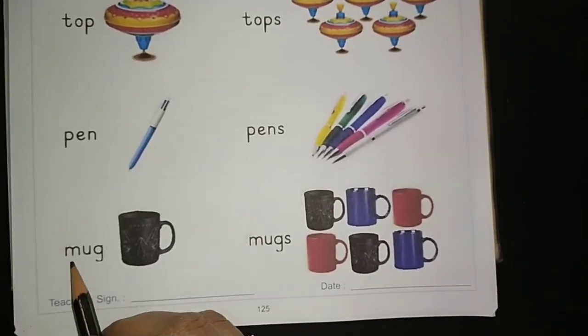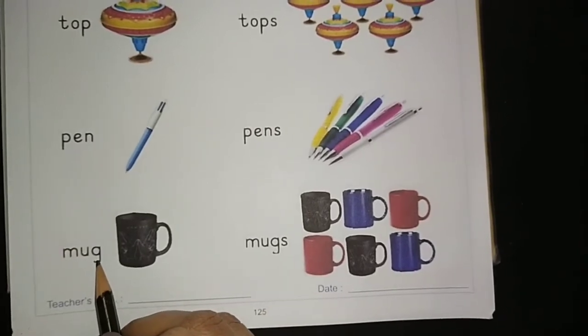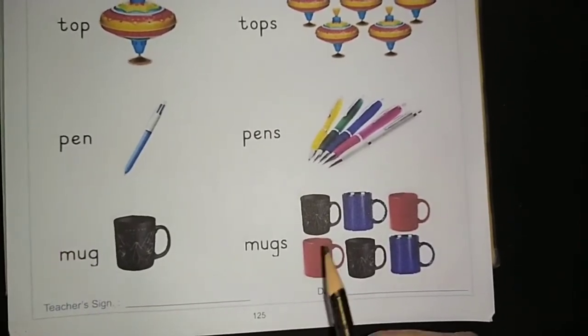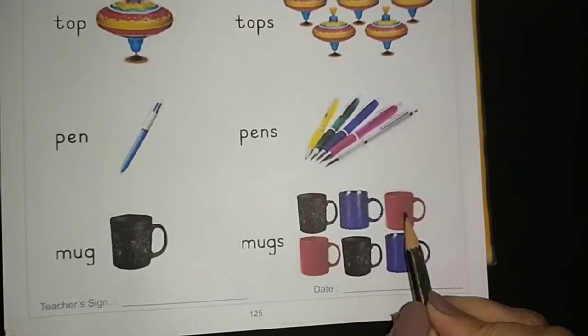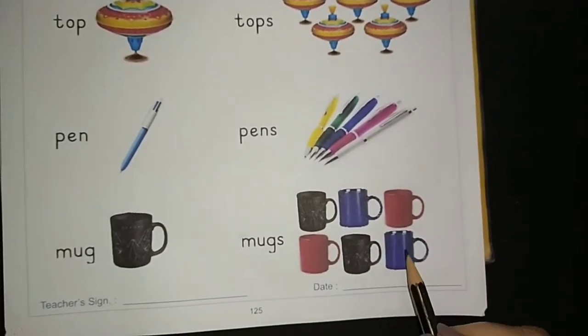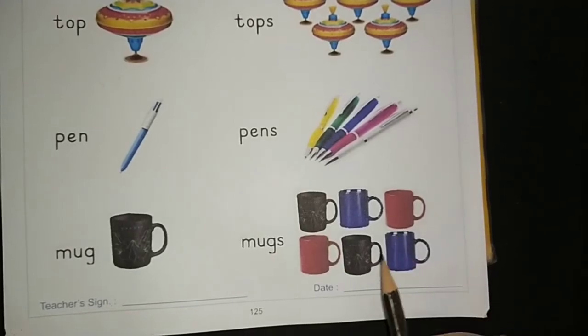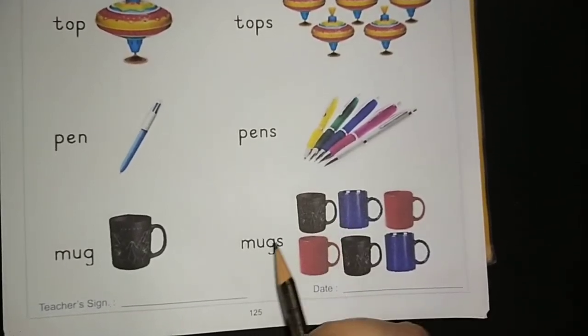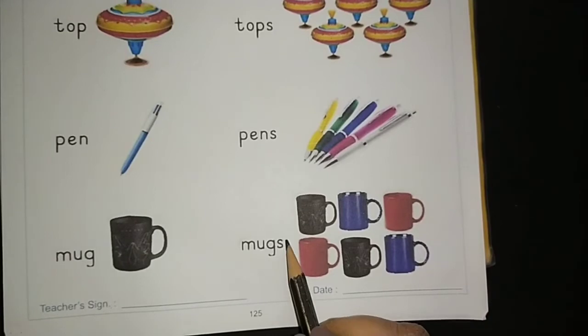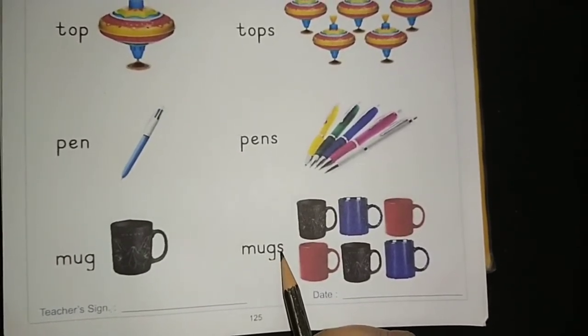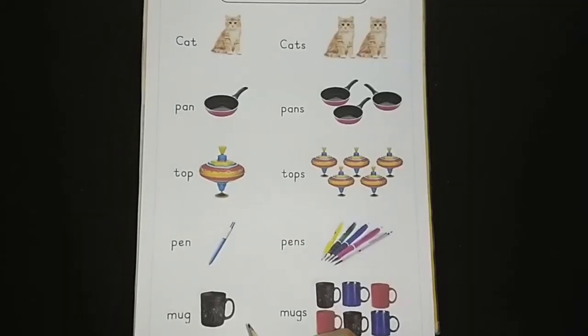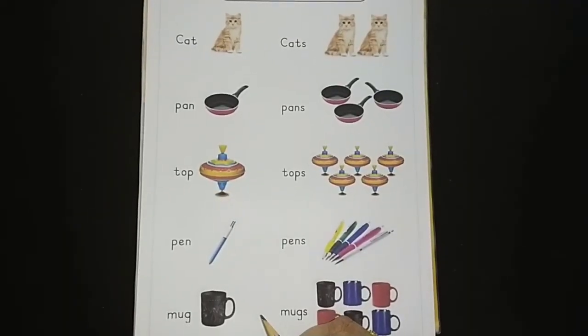There is only one mug. So we will write M-U-G, mug. Now count here. How many mugs are there? 1, 2, 3, 4, 5, 6. There are 6 mugs. So we will write M-U-G and magical S. So M-U-G-S, mugs. Kids, let's read once again.